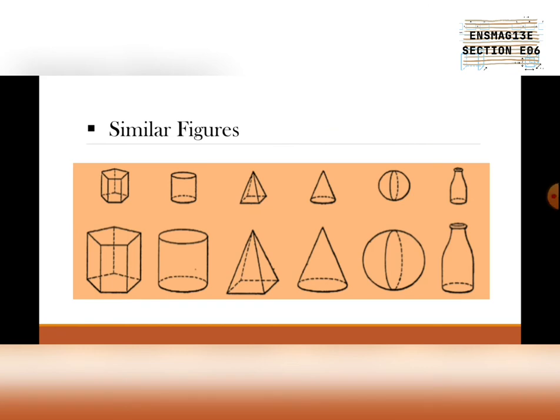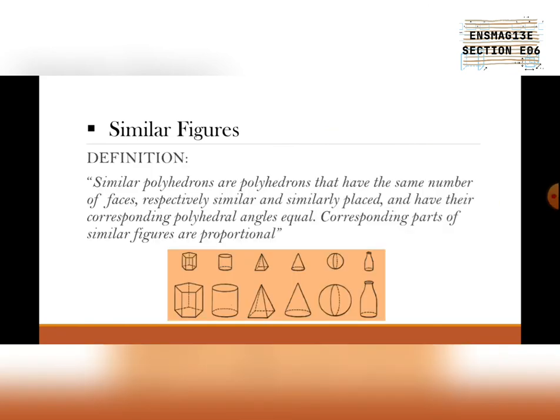Similar figures. Similar polyhedrons are polyhedrons that have the same number of faces, respectively similar and similarly placed, and have their corresponding polyhedral angles equal. Corresponding parts of similar figures are proportional.